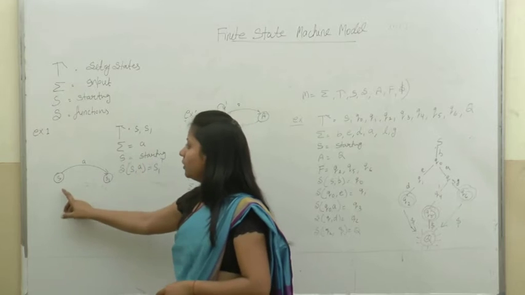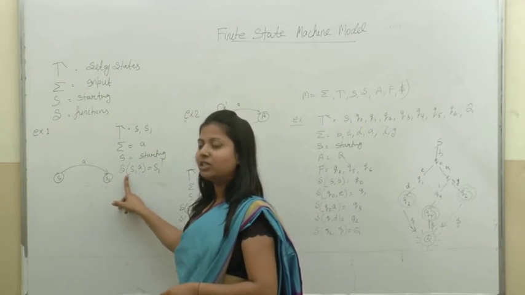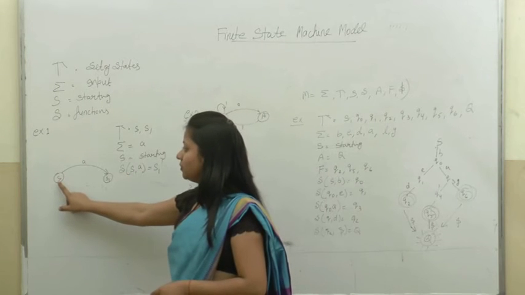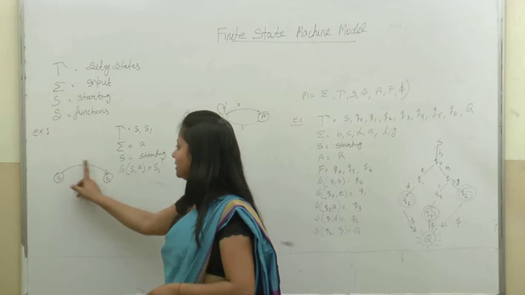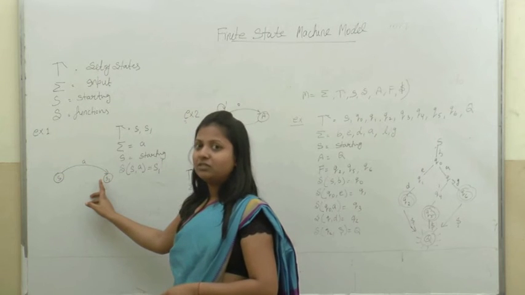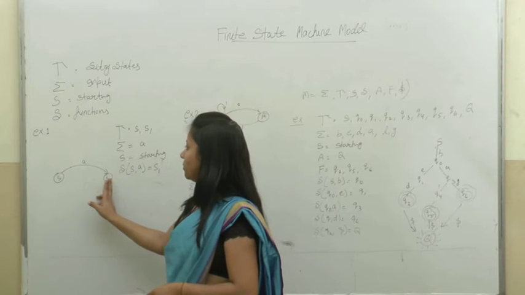S is the starting point, and the transition function is the transition performed from S to S1 having this input. The edges will show the transition between these two states. It will be shown by this.